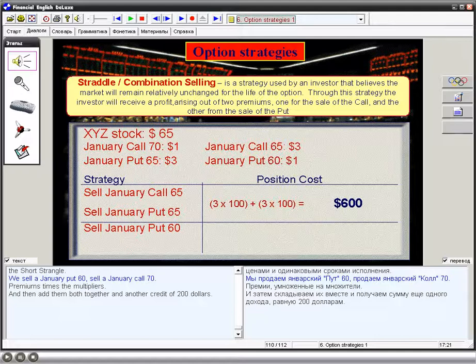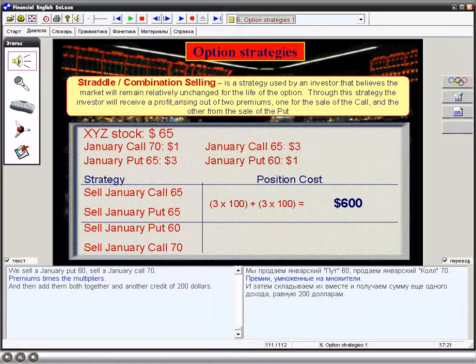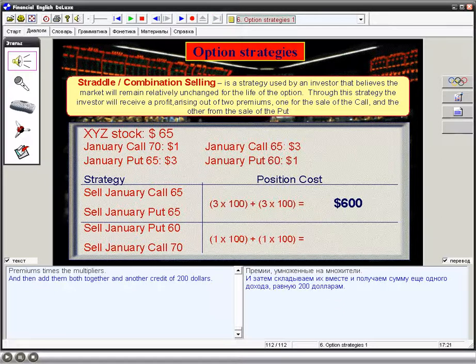The next, the short strangle, we sell a January put 60, sell a January call 70. Premiums times the multipliers, and then add them both together, and another credit of $200.